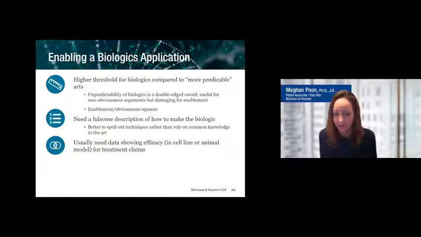For biologics, you often need data showing efficacy in at least a cell line or an animal model for treatment claims. And this really has to do with the unpredictable nature of biologics inventions. Oftentimes just saying that a certain target is involved in a certain disease, if you don't have any data that connects the dots and says, yes, and this RNAi actually works in mice or in cell culture, it can be difficult to overcome an enablement rejection.